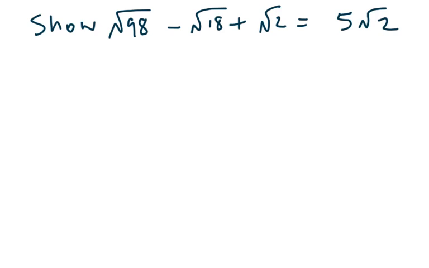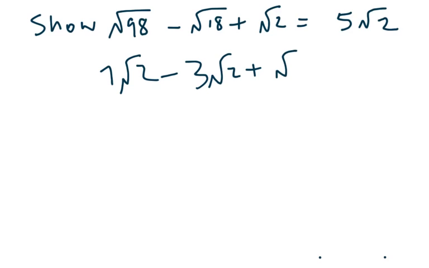Without any further ado, if you type root 98 into your calculator and hit enter, you're going to get 7 root 2. Then type root 18 into your calculator. You're going to get 3 root 2. So it's 7 root 2 minus 3 root 2 plus 1 root 2. I get 7 minus 3 is 4, plus 1 is 5. So it's 5 root 2's.